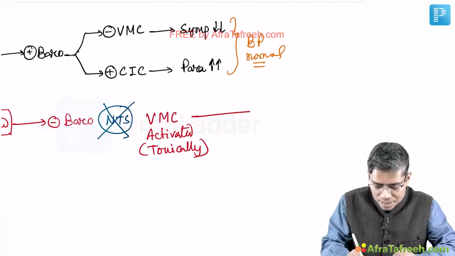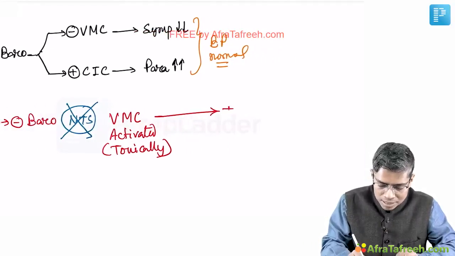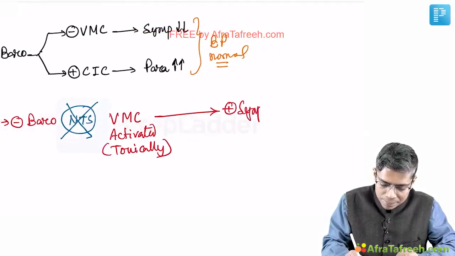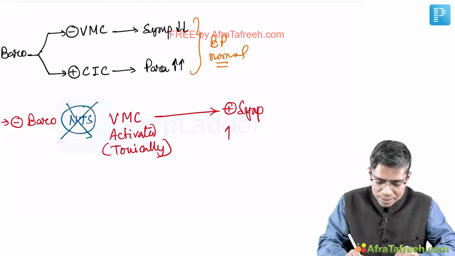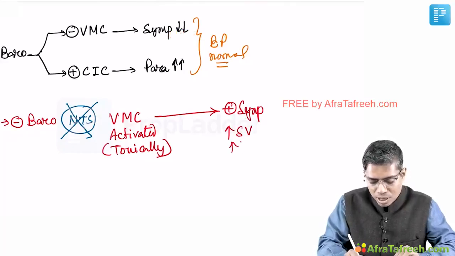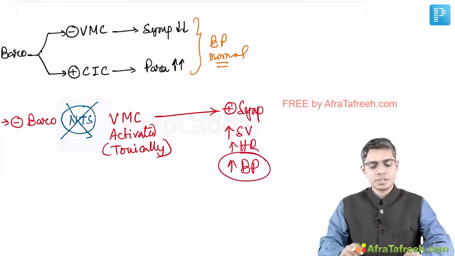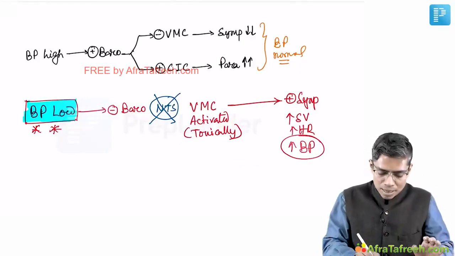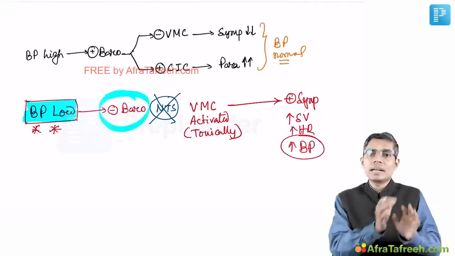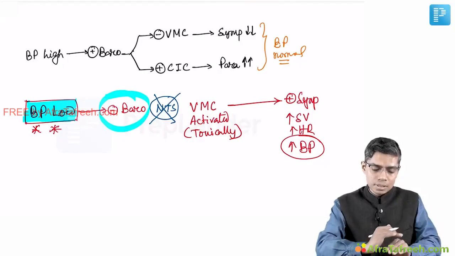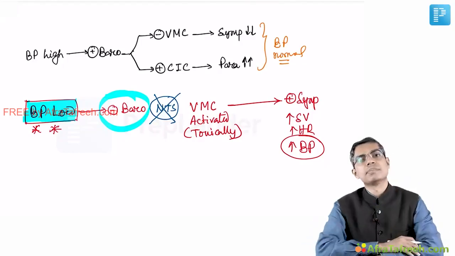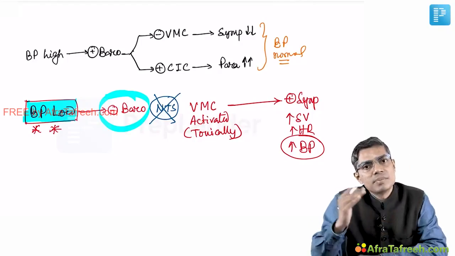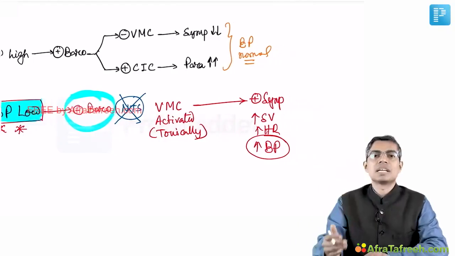And whenever the VMC is activated, we know that it is going to stimulate your sympathetic system, and if your sympathetic system is activated, your stroke volume will be higher, your heart rate will also be higher, and that will increase your blood pressure. So whenever your blood pressure is low, baroreceptor is not doing anything. Baroreceptor is inactivated, but that inactivation of the baroreceptor is activating the RVLM, activating the VMC, and that's why your blood pressure is rising.